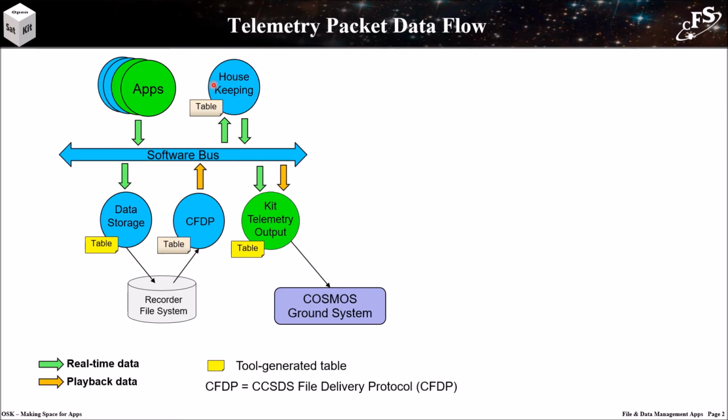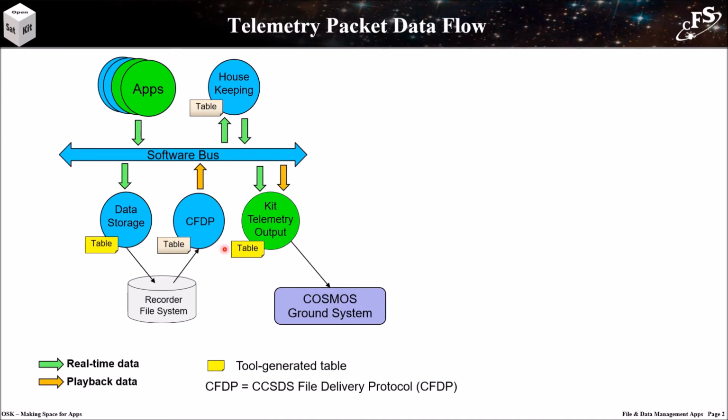Real-time telemetry can be downlinked via the telemetry output app, and also stored on the recorder using data storage. CFDP is used to transfer telemetry packets stored in files from the recorder to the ground. These telemetry packets are referred to as playback or non-real-time telemetry. The tables highlighted in yellow indicate that a tool can be used to automatically generate the table.